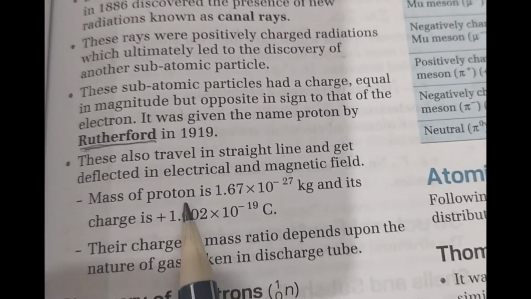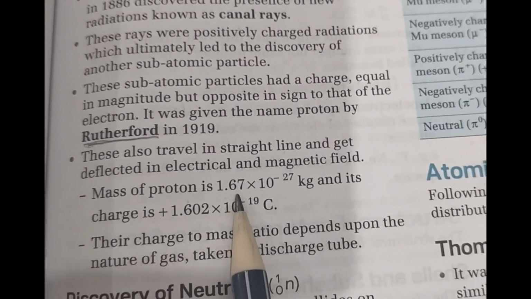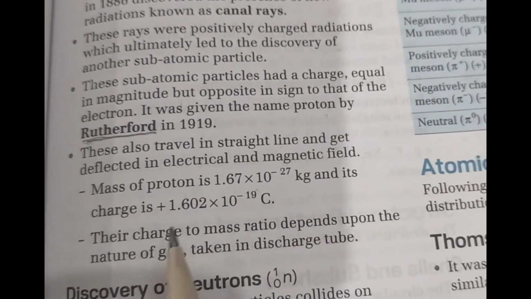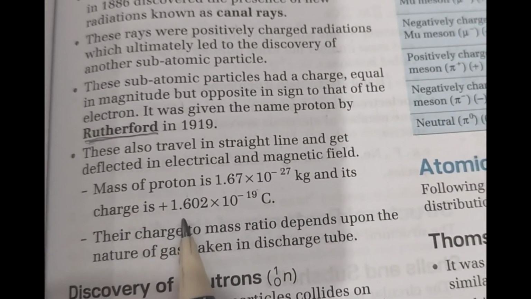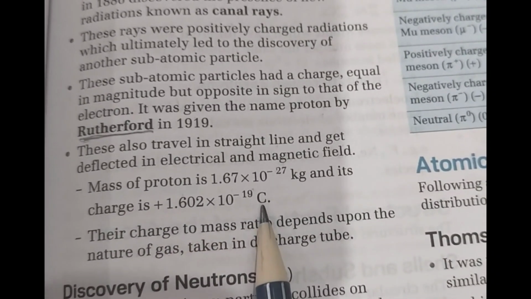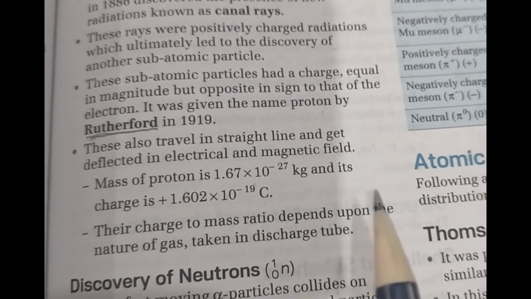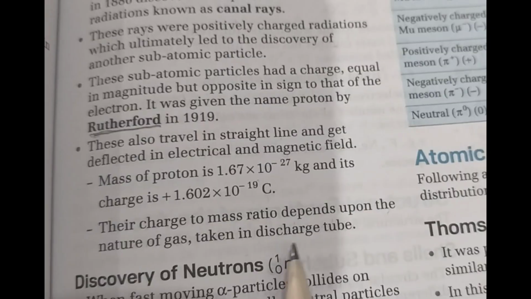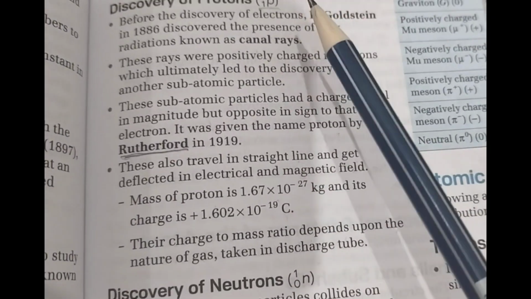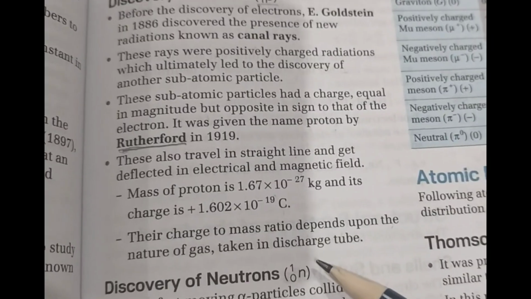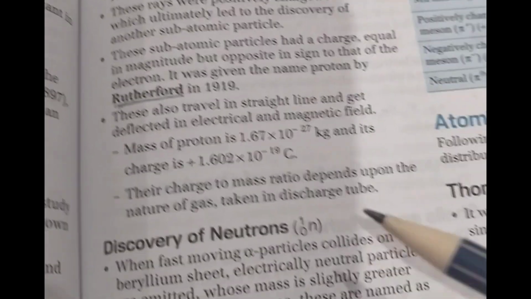So the mass of a proton is 1.67 × 10^-27 kg. Its charge is positive, +1.602 × 10^-19 coulomb. Their charge to mass ratio depends upon the nature of the gas taken in the discharge tube. In case of the electron, it was independent of the nature of the gas, right? But in the case of protons, it depends on the nature of the gas.